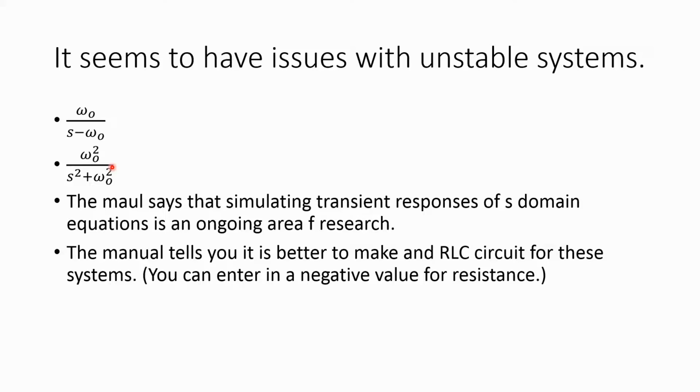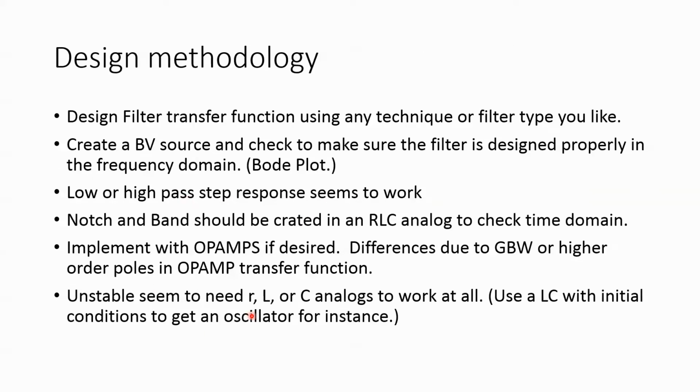So if I wanted a positive pole, I can make an RC circuit with a negative resistance. That'll simulate, even though a negative resistance doesn't exist. And you can do an LC circuit with initial conditions to get an oscillator. That's pretty much what the people who make LTspice tell you to do.